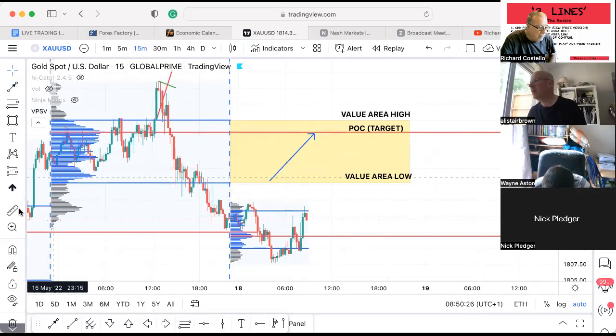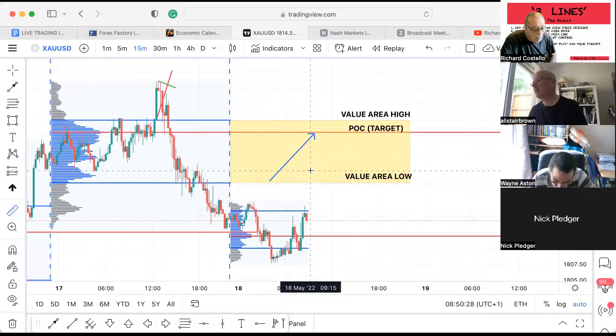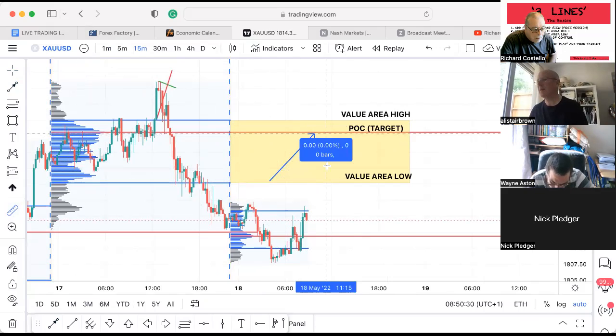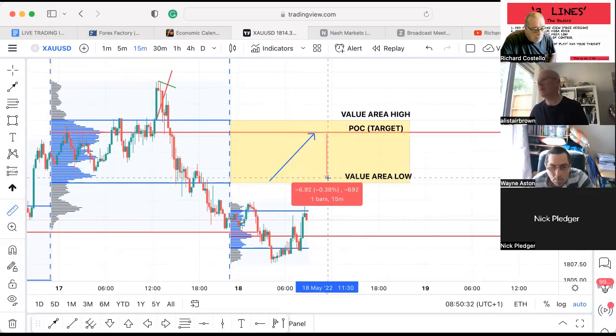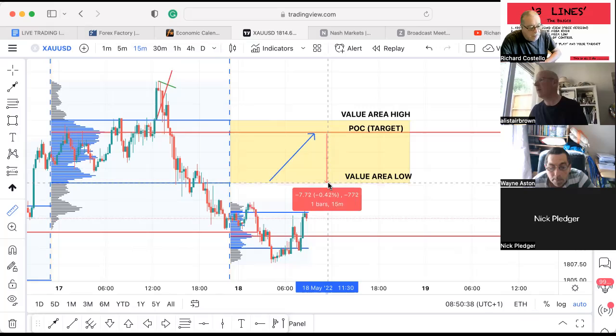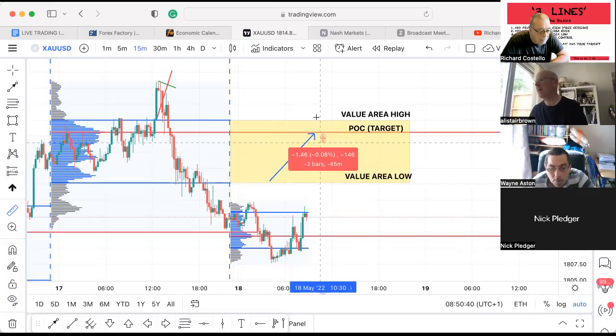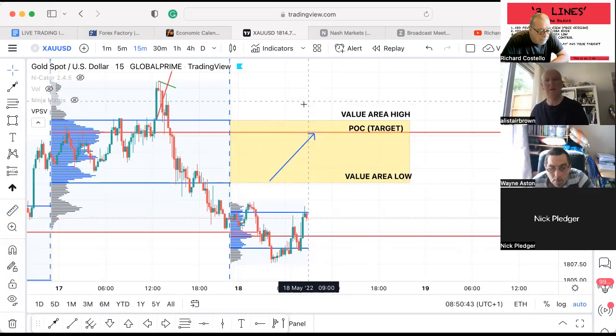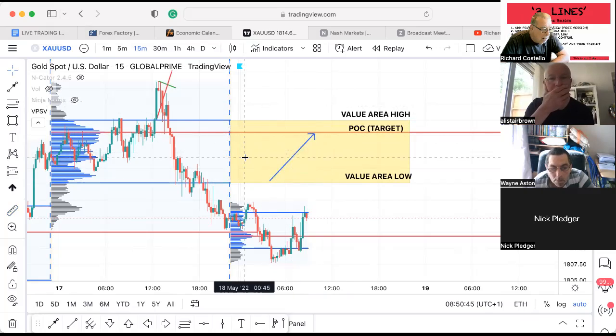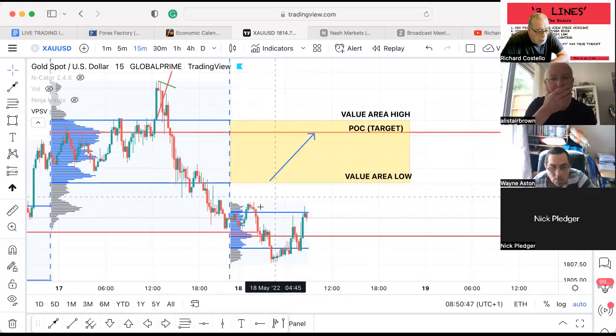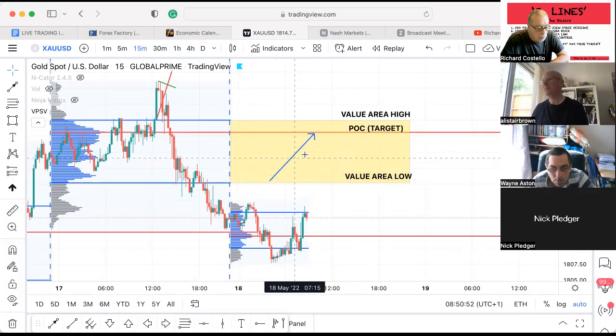Now that would give me a potential of 60, 70, 74, 75, about 77 pips. So that's a decent trade. Now I'm just working on the idea that we're pretending that price is in the value area when we look at it. So that would be my first trade.